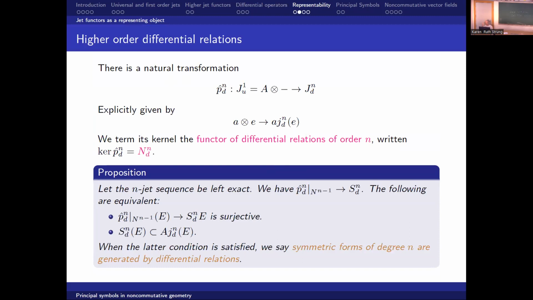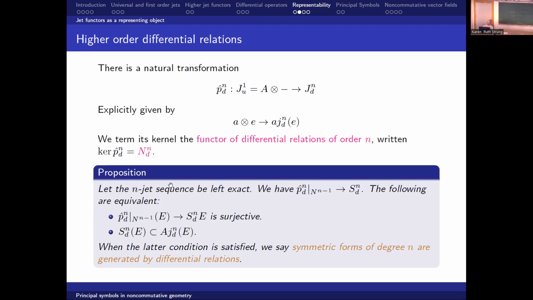This involves looking at the following natural transformation, which goes from the universal one jet to the n jet. So if we work with some E, so some left A-module E, this will take A tensor E to A times the n jet prolongation of E. And we'll need to consider both the kernel and the image of this functor. They'll both play some role for us in looking at representability. So the kernel of this, we'll call this the functor of differential relations of order n. It's sort of a higher degree analog of this functor of differential relations of order 1, which we considered initially. And so similarly, we'll denote this by N^n.